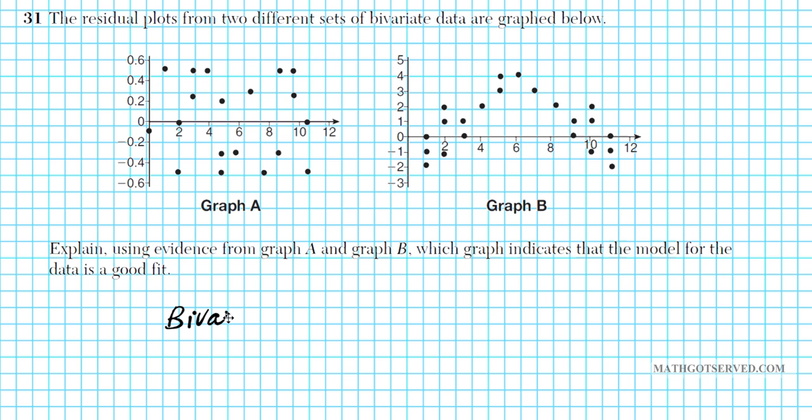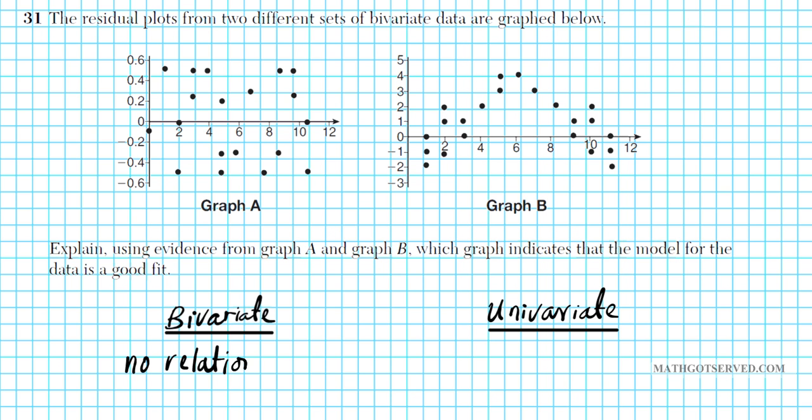What is bivariate data? We can understand what bivariate data is by considering what is not bivariate. If something is not bivariate, it is univariate. Now, there are so many ways you can look at bivariate and univariate data, but what's applicable to this problem is the whole idea of correlation. Bivariate data, the data measures have no relationship. No relationship. And univariate, they're related.